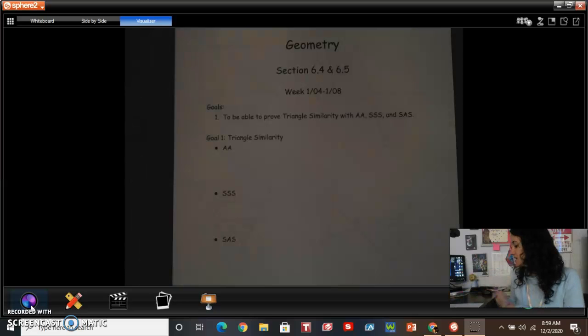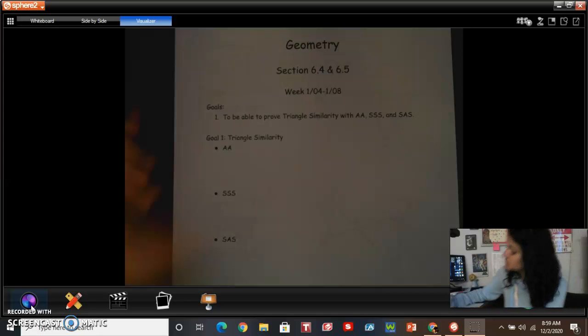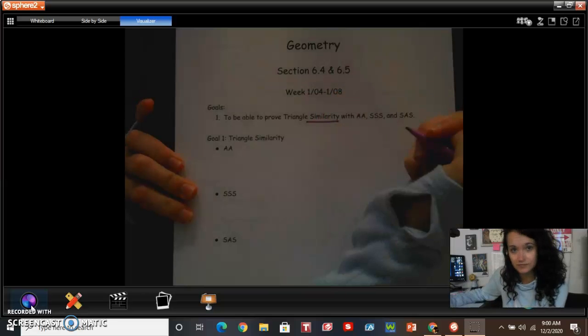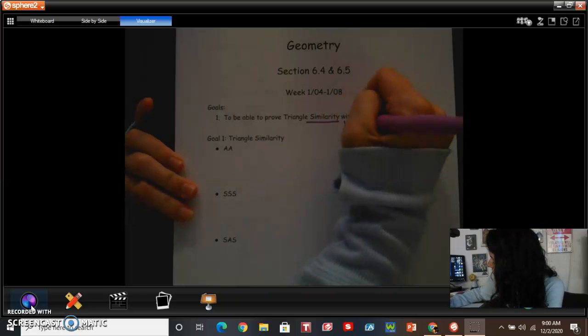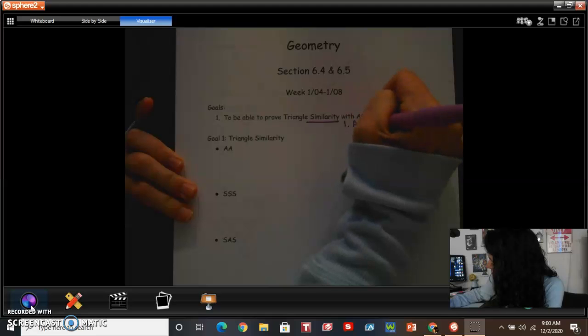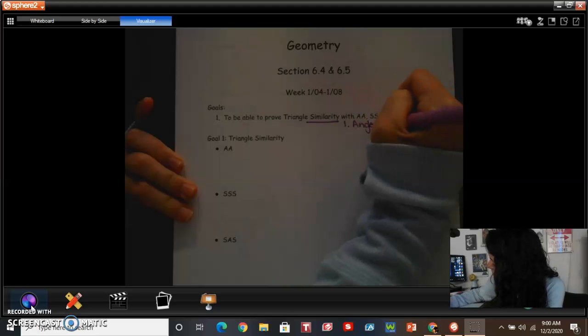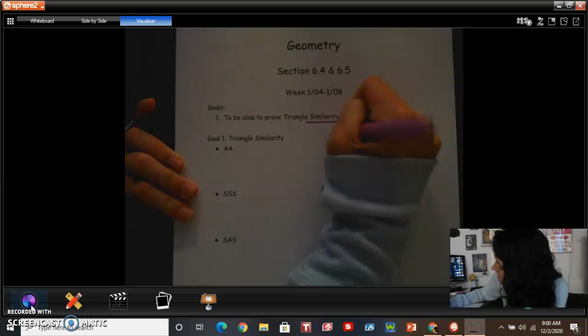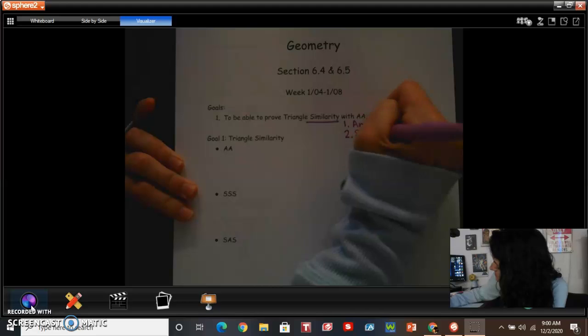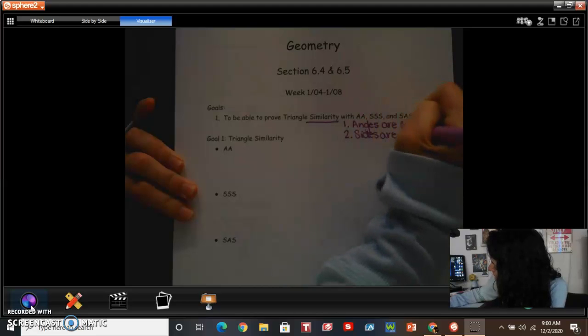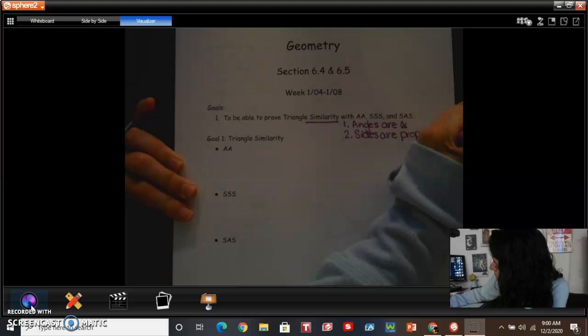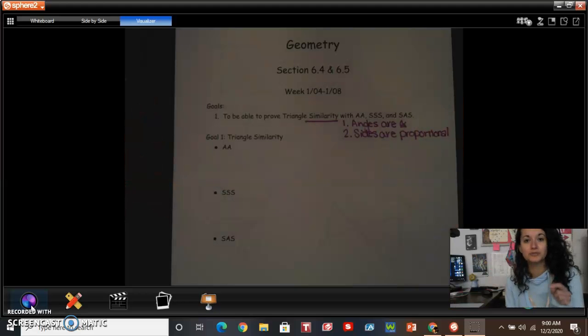Now, first thing I want to remind you, we've already discussed similarity. We did right before Christmas break. So just a reminder, for things to be similar, it means that first, their angles are congruent, and second, their sides are proportional. Remember, proportional means it's like having equal fractions. And the symbol for similarity is a little squiggle. That means being similar.